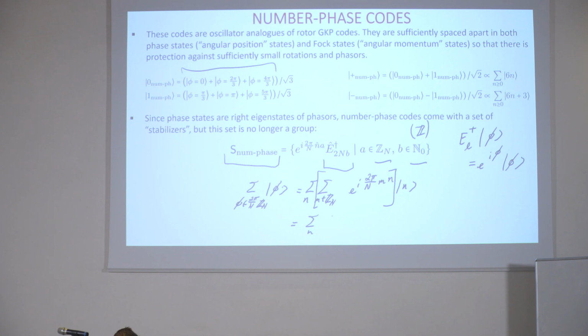And this inner one is just this sort of discrete Fourier transform. It means that the Fock state n has to be 0 modulo capital N. Okay, so that's how equal superpositions of phase states give you spaced out Fock states, and equal superpositions of Fock states give you spaced out phase states. A similar situation occurs if I had shown you the GKP codes.